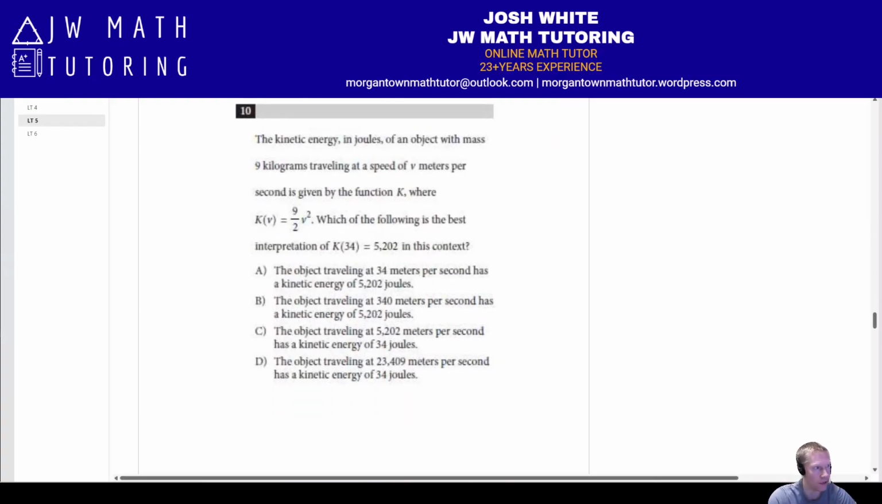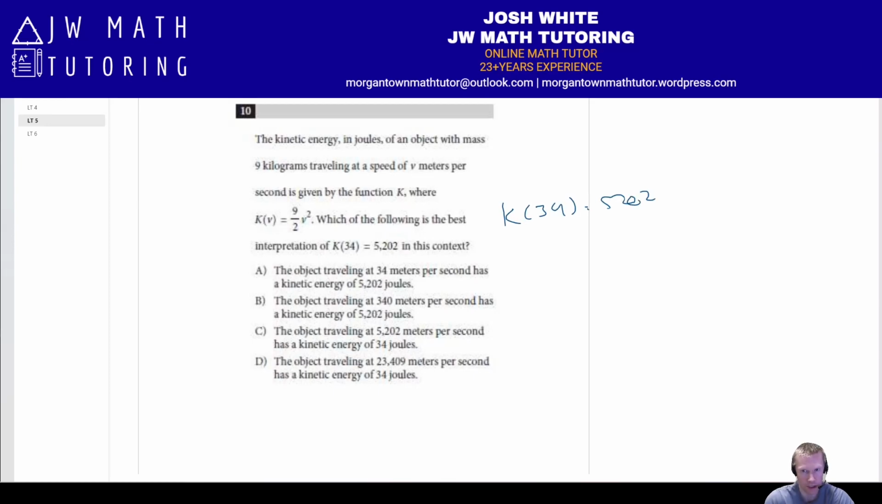All right, next up, question number 10. Here you have a quadratic function, and they want to basically know what k of 34 equals 5202. Interpretation of a function problem here, what that means. So notice, 34 is in the parentheses just like v. So that means 34 is equal to v, which is meters per second, i.e. a speed. So we should be looking down here for something that has 34 meters per second.